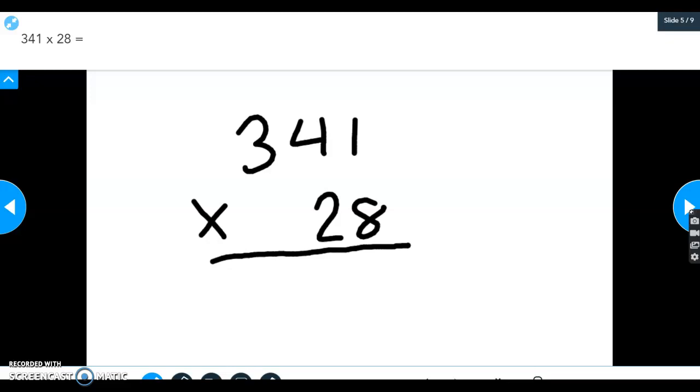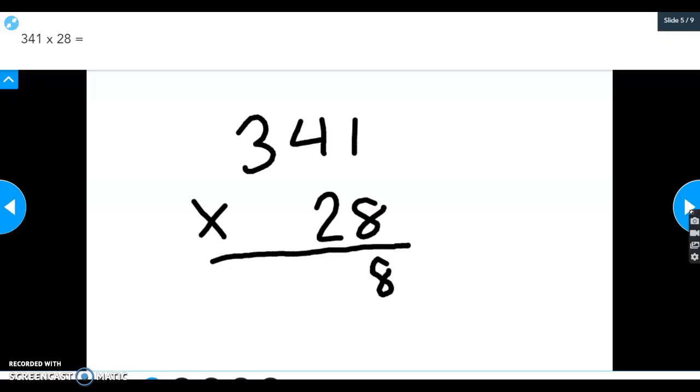So I have 8 times 1, which gives me 8. 8 times 4. If you don't know that right away, count by 8. 8, 16. 16 plus 8 is 24. 24 plus 8 is 32. So 8 times 4 is 32.